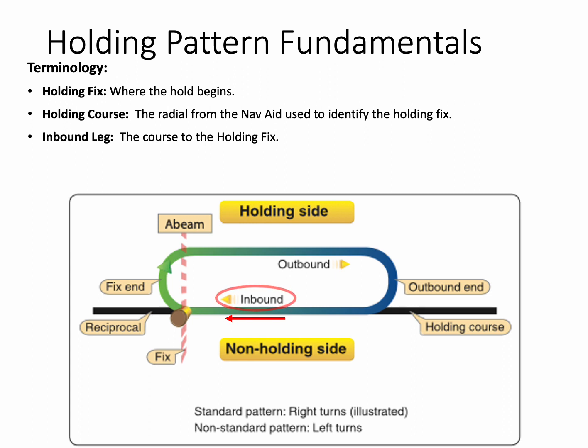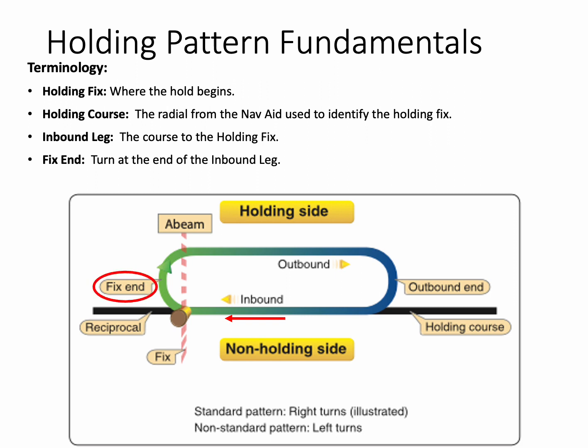The inbound leg is the course to the holding fix and always ends at the holding fix. If the holding fix is a VOR, the inbound course will be the reciprocal, 180 degrees from the holding course. The length of the inbound leg will either be timed or distance. The standard hold time will be 1 minute, but other leg times can be assigned by ATC. The fix end is the turn that occurs at the end of the inbound leg.